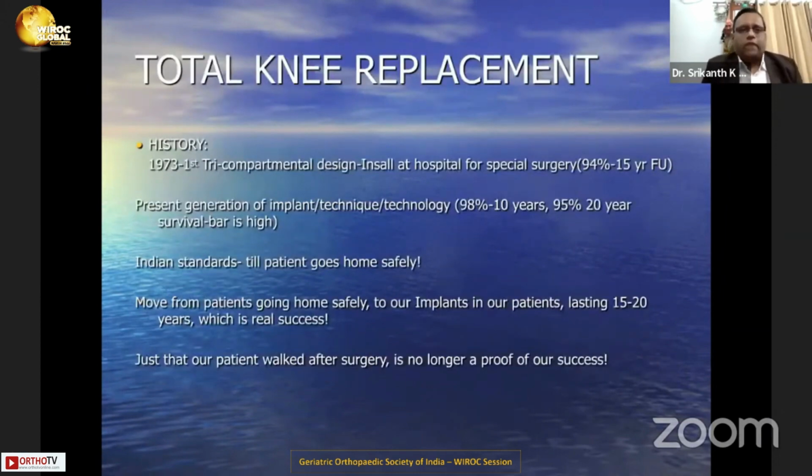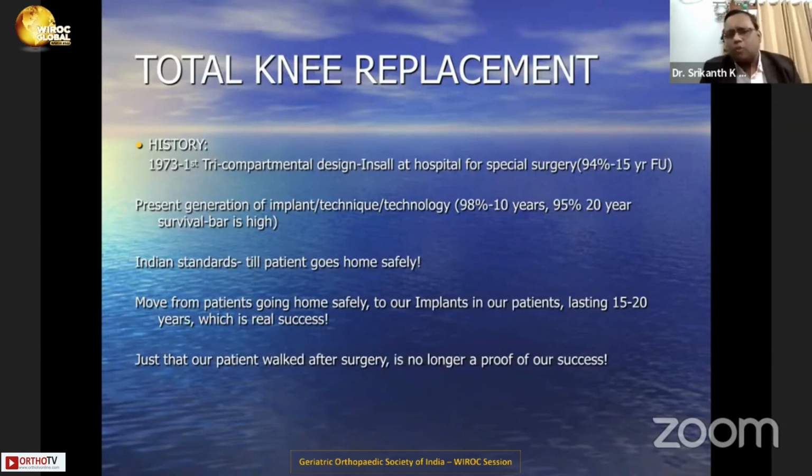And we know knee replacement probably started in 1973, the year of my birth, actually 48 years ago. And the present generation of implants, techniques and technology give 98% implant survival at 10 years and 95% implant survival at 20 years. So the bar is set very, very high. So the Indian standard has always been to do a safe surgery and take our patients home. But I think we need to move away from those standards to our implants lasting in our patients for these 15, 20 years, which is real success.